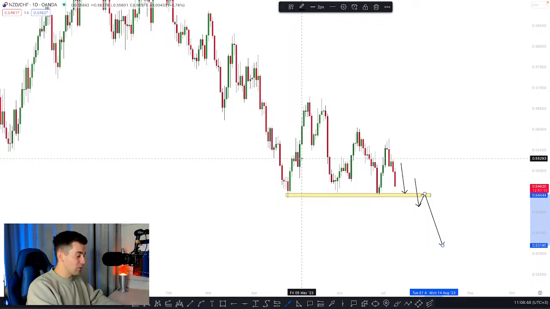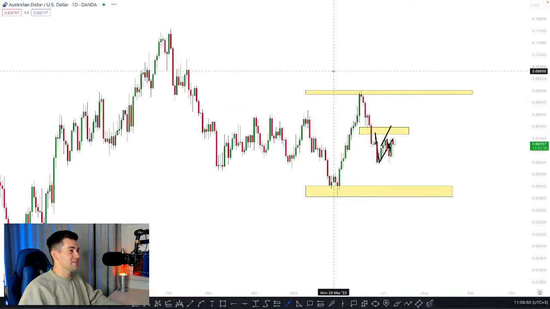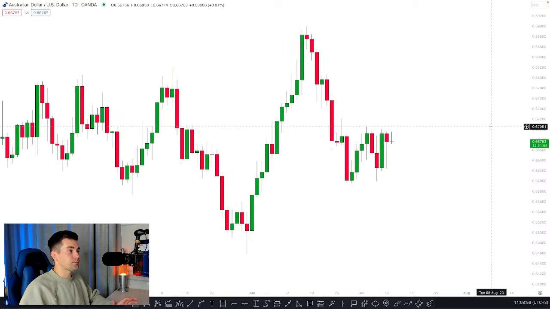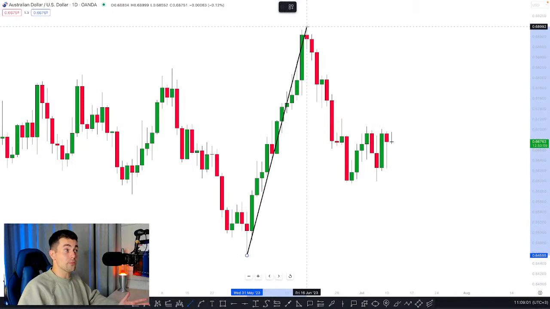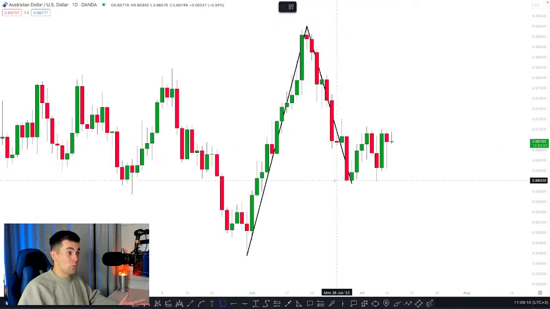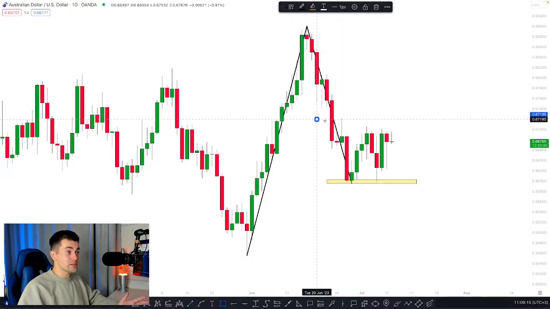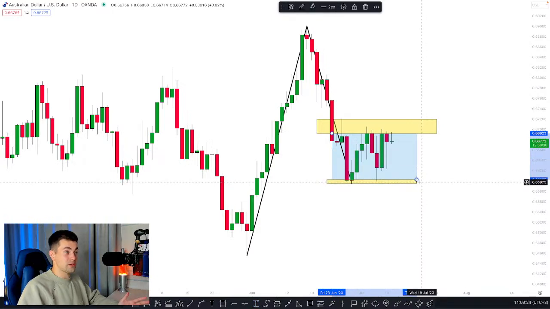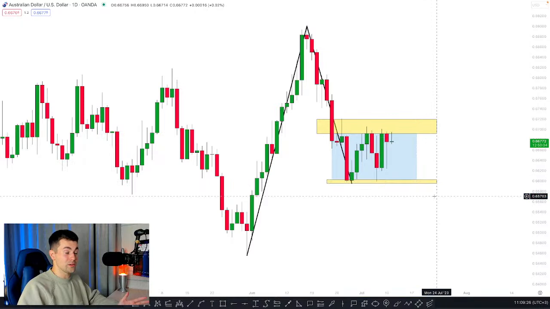See a question from Vasily about Aussie dollar pair. Let's analyze and check this one. So on Aussie dollar pair, analyzing the daily time frame, we can spot that after a very strong bullish impulse, we got a very strong bearish impulse, and that impulse finished when the price reached that low. And now we can spot that the pair is consolidating, ranging, trading sideways.